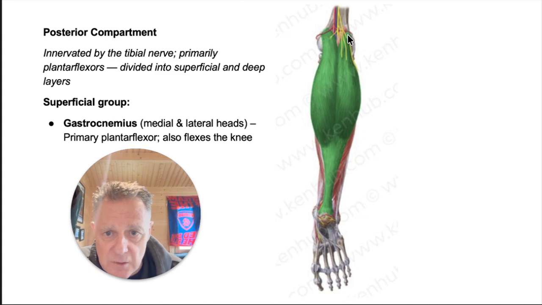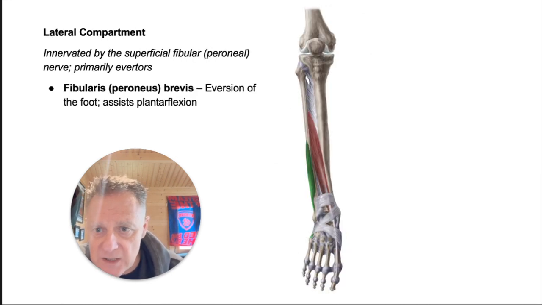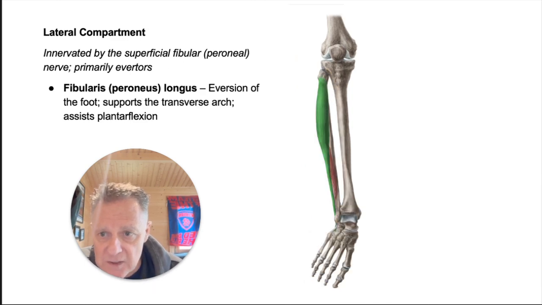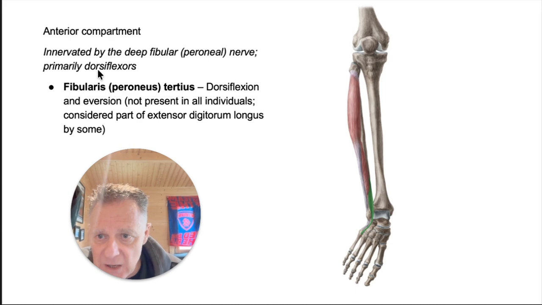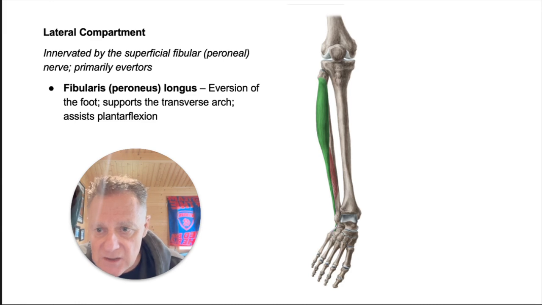Gastrocs, so now we're on the posterior aspect of the leg. Note that there are two heads to gastrocs proximally. I didn't mention innervation, I apologise about that. So we know that the lateral compartment is innervated by the superficial fibular nerve. The anterior was innervated by the deep fibular nerve. The lateral compartment is innervated by the superficial fibular nerve.